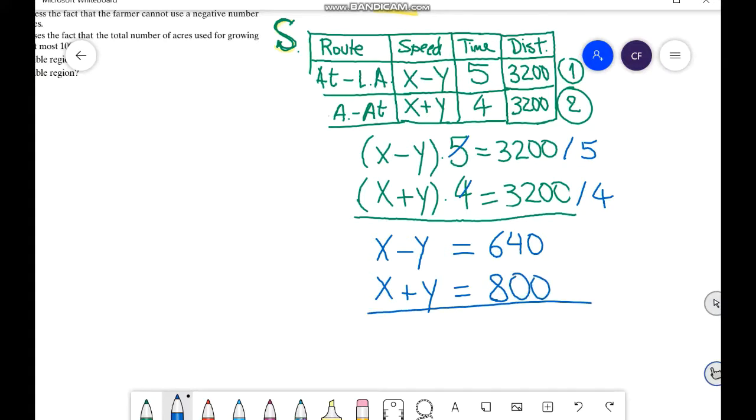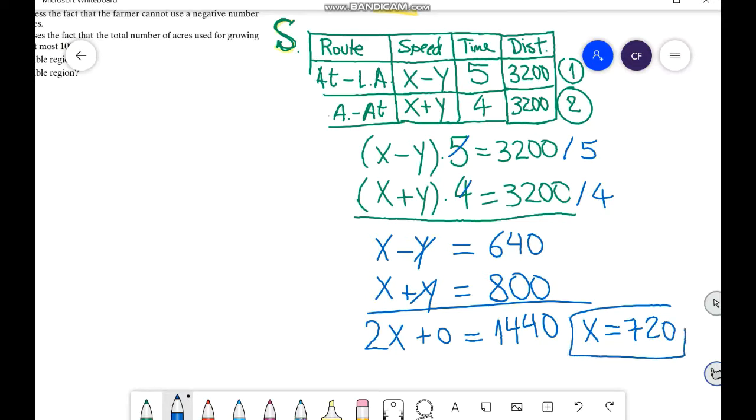Now you can add: x plus x is 2x, negative y plus y is 0, 640 plus 800 is 1,440. x equals 720.